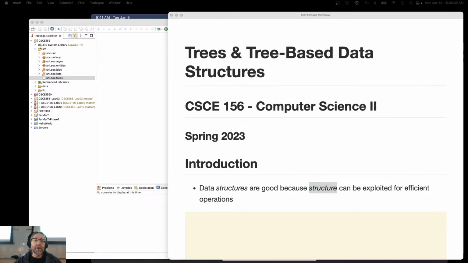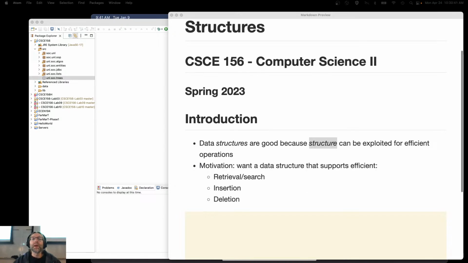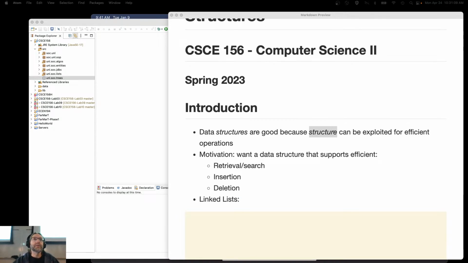And the motivation here is, as we've seen before, basic CRUD, right? We want a data structure that supports efficient CRUD: retrieval and search, insertion and deletion, and also updating, the U of CRUD. The CRUD that we're doing with our databases right now, we want the same operations with respect to our data structures, because we need to put stuff in, we need to take stuff out, we need to find stuff. And one of those data structures that we've already looked at is linked lists, right?